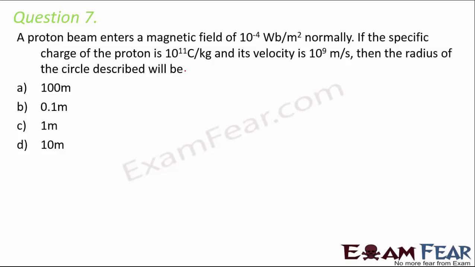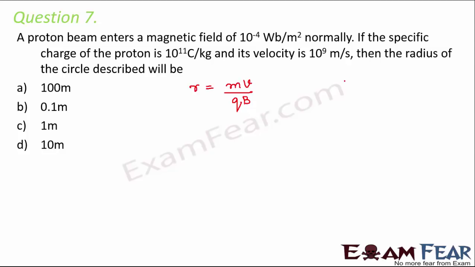Okay, so here we are talking about a charged particle moving in a magnetic field. Whenever a charged particle moves in a magnetic field, it tends to follow a circular path, which to be more specific is a helical path. So what is the radius of that path which is followed by the charged particle? The radius is given by mv divided by qB.